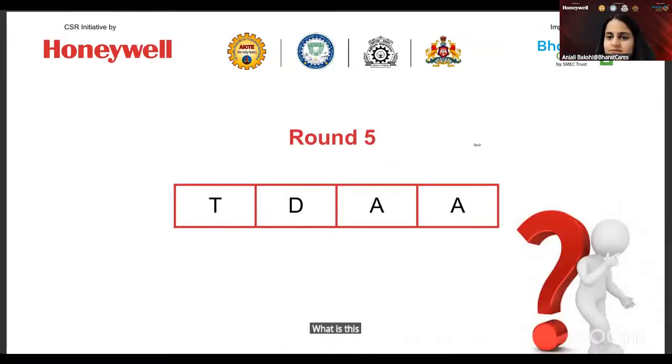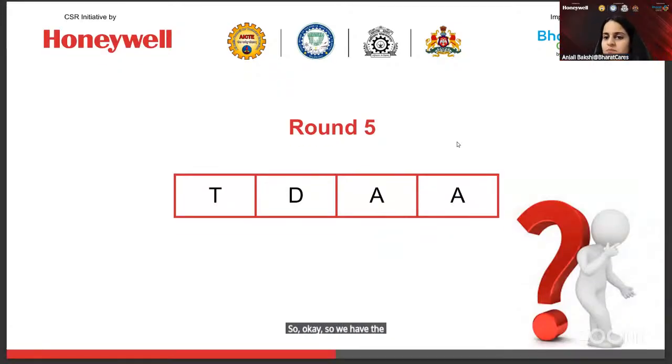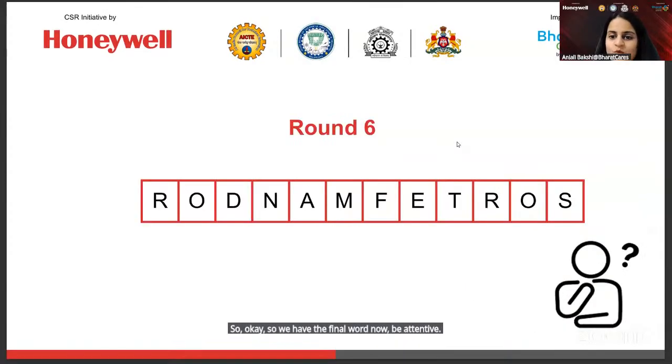What is this? What is the word behind this? Okay, I got the answer from Shrija first and a lot of answers following that from Dia, Harshita, Rituraj, Srushti. Okay, I have got 50 plus responses. So, Shrija was the one who gave first, that is data. No data, no AI, right? So, okay, we have the final word now. Be attentive. What is this? What can be formed from this?